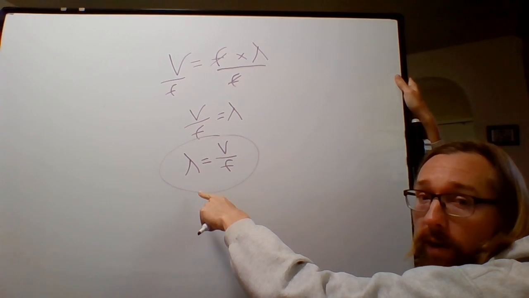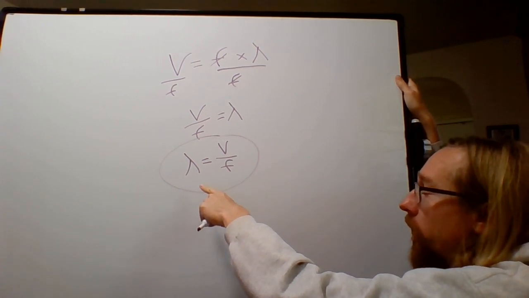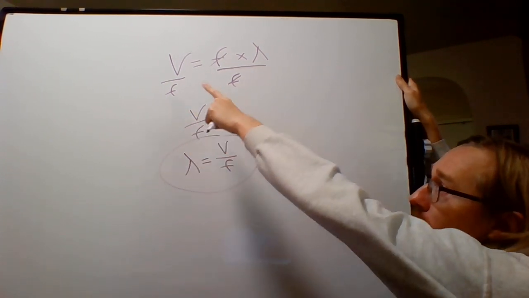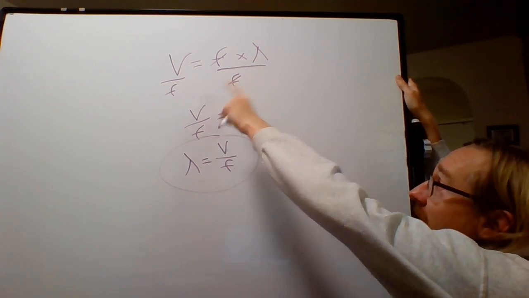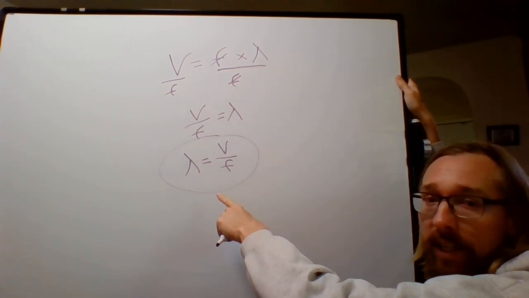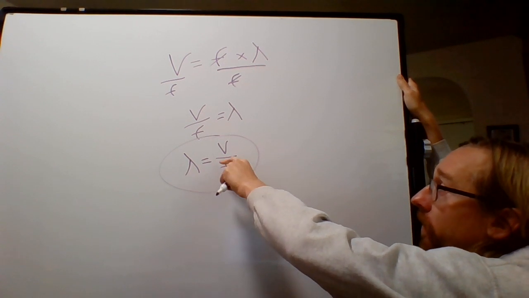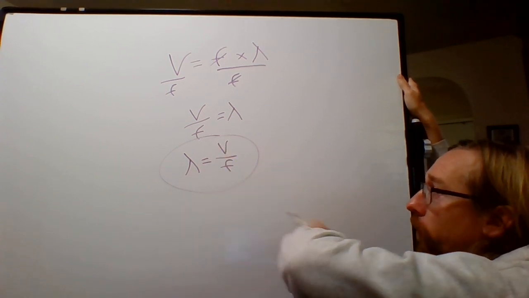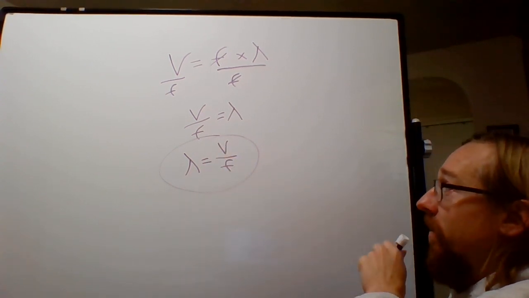All right? So if you're ever asked to find the wavelength, just remember the formula for wave speed and isolate lambda. And that's how you can find the wavelength. If you're given the wave speed and the frequency, you can actually find the wavelength of the wave. All right?